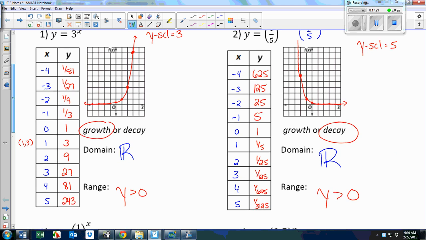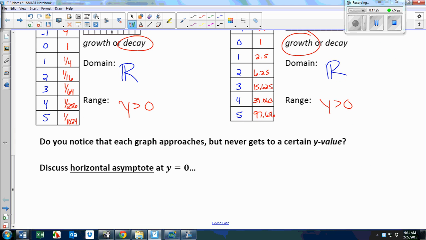Okay? And then last thing, you notice that the graph approaches but never got to the y value 0, right? And that's called an asymptote. A horizontal asymptote at the line y equals 0, aka the x-axis. It'll never touch that. That becomes important in calculus, something you look at and talk about with limits and whatnot. But that wraps up target 3 for us.